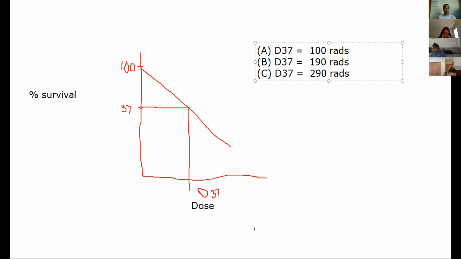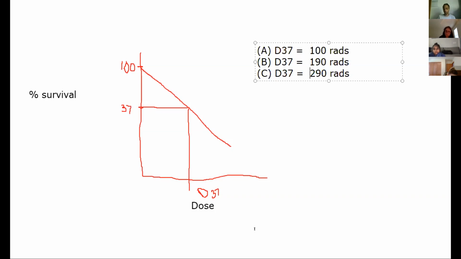Which is most radio sensitive? C. Oh, A. C is most resistant. Look at the graph, the steepest slope, that's A. The steepest slope is A.